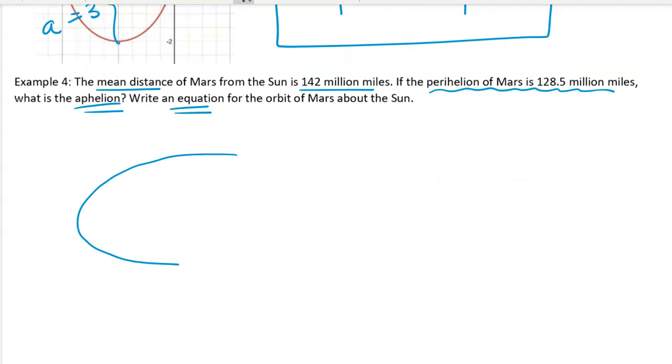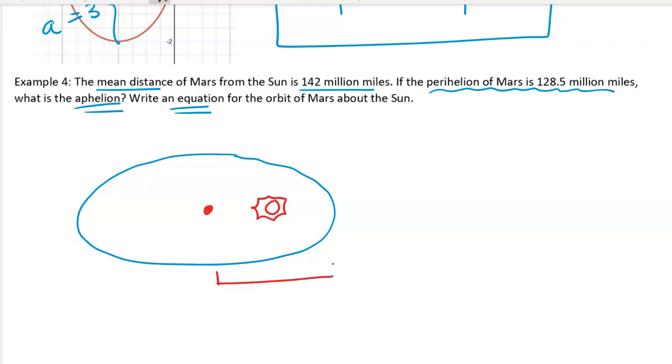It's your first time, so orbital. The sun is one of the foci. Okie dokie. Here it says the mean distance. Based on your definition, the mean distance is from the center to one of the vertices. So that's going to be 142. I'm not going to write out 6 zeros, guys. I'm just going to write a big letter M. If you want to write out 6 zeros, you're more than welcome to do so. So the mean distance is 142 million miles.